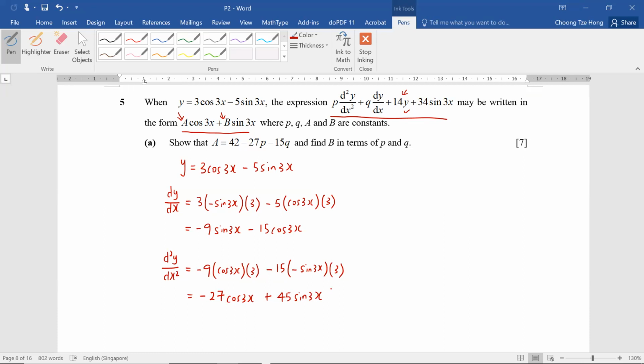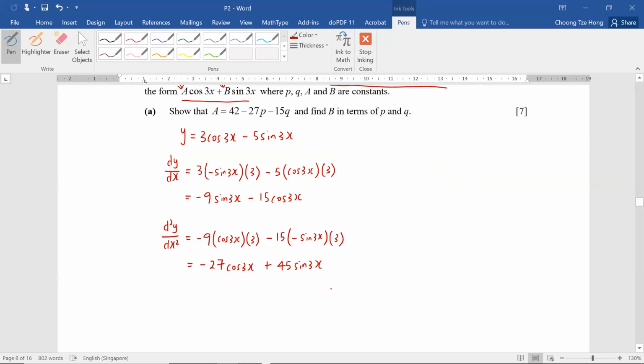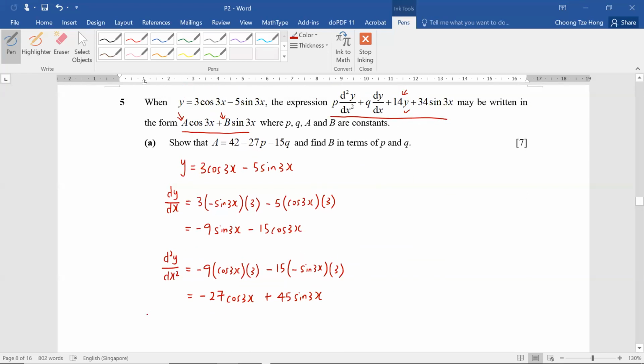So really just follow instructions. Never ever see a question that is unfamiliar to you, and then you just give up on it, because that is going to be a big waste. So let's express this expression now. Let's write down first: p d2y over dx squared plus q dy dx plus 14y plus 34 sine 3x.